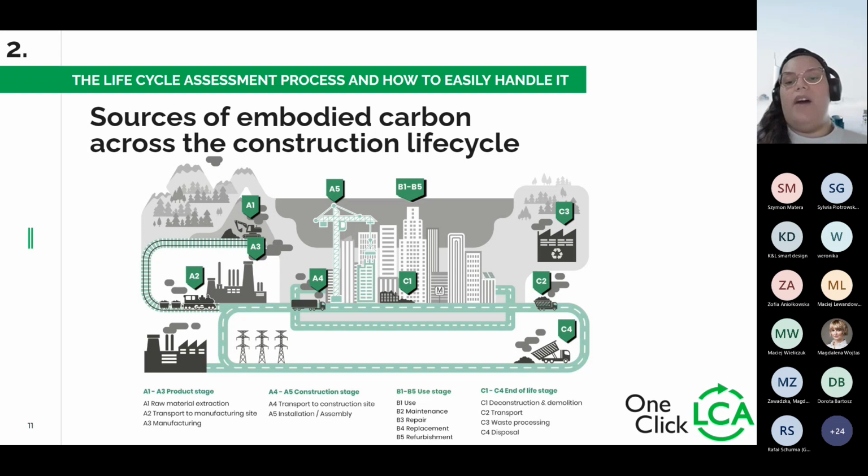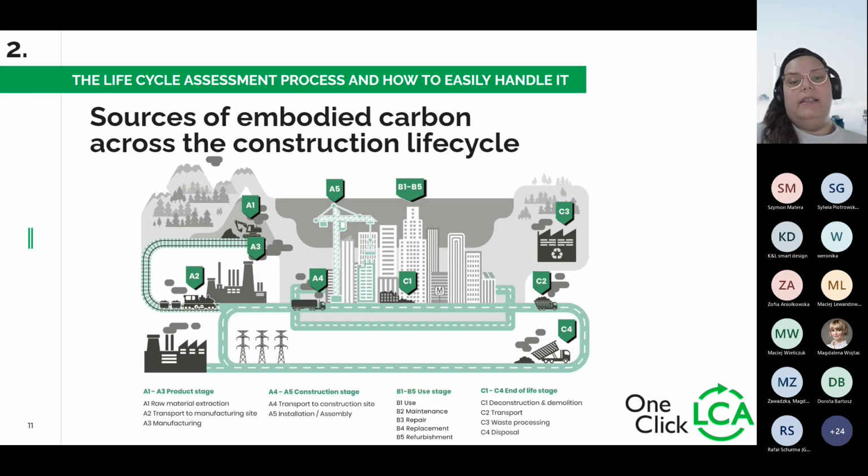Then we have the end of life stage, which is the C stage. And that is usually after 50 or 60 years, depending on the methodology or the regulation that is being used to make the assessment. And in the C stage, the end of life, we will see the processes of deconstruction and demolition, transportation to the waste handling facility, then the processing of the waste and disposal as well.